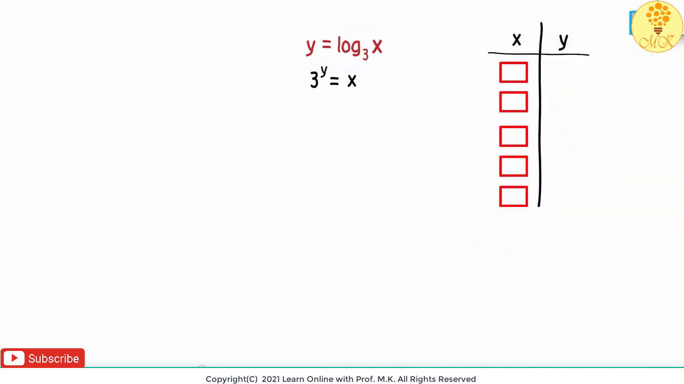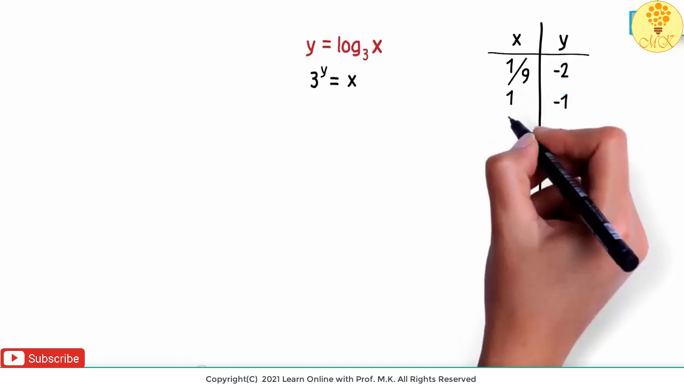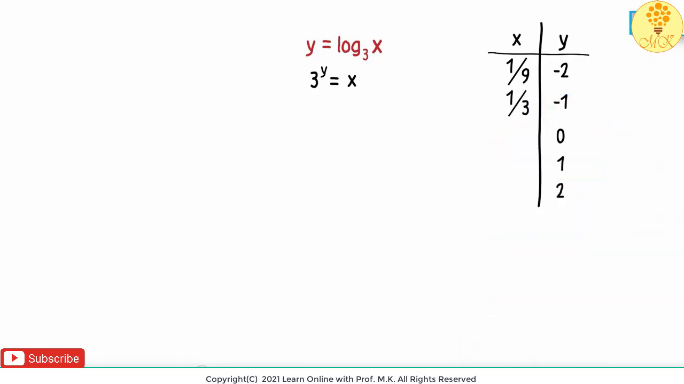Okay, so let's find a few coordinates on the right hand side. We can find the values of x for these 5 random values of y. When y is -2, x will be equal to 3 to the power -2. That will equal 1 over 3 squared or 1 over 9. When y is -1, x will be 3 to the power -1 or 1 over 3. Why don't you try finding the 3 values here? Three to the power 0 is 1, 3 to the power 1 is 3, and 3 squared will equal 9. So now we have 5 coordinates that can be plotted.